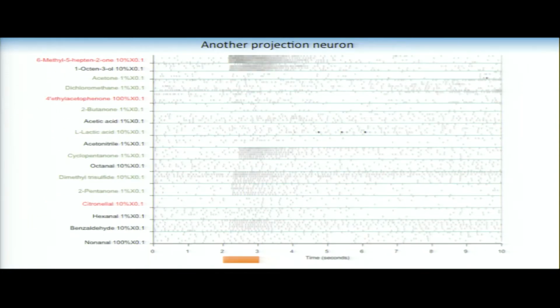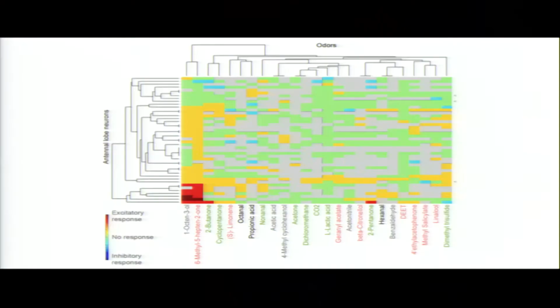Now here is another example. This neuron also responded to some repulsive odors and some attractive odors. This is a summary of 43 neurons and 25 odors, and we clustered the odors according to the response profiles. Ultimately, we found that there is no segregation of attractive and repulsive odors. The same neurons are responding to both, suggesting against the labeled line idea of coding of attractive and aversive odors.